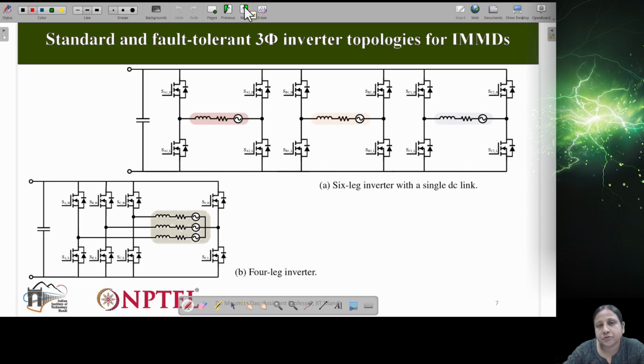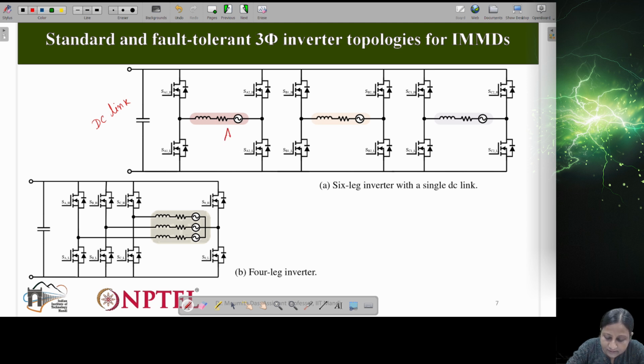So we have to focus on the converter, which will be a fault tolerant converter. It is one of the converters. You can see here in figure A, it is a 6 leg inverter with a single DC link. The DC link is at this particular point, and the inverter has 6 legs. Basically, combinations of 2 legs are connected to one of the phases.